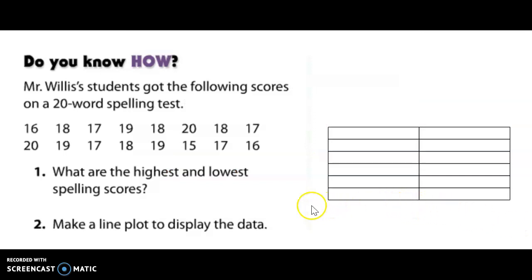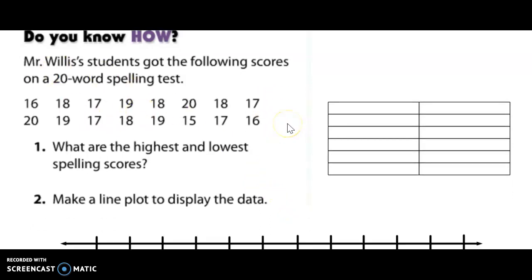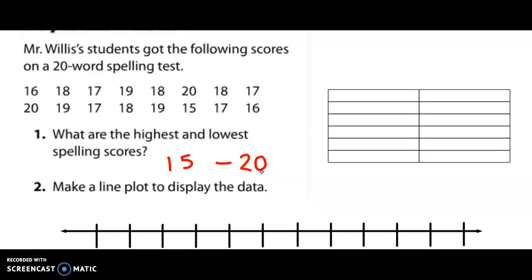Okay, guys, this is going to be the last one I do. So we have some spelling test scores, and there's a whole bunch of numbers here. And the first question is, what's the highest and lowest? Well, the lowest is 15, and the highest is 20. So my number line is going to have to go from 15 to 20. When things are kind of all confusing like this, the easiest thing to do is to create a real quick frequency table and then do some tally.